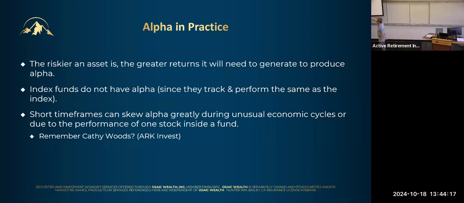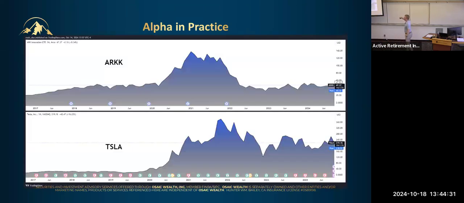So short time frames can skew alpha a lot, very greatly, during unusual economic cycles or due to the performance of one stock inside a fund. Anybody remember ARK Invest, Cathie Woods? Well, let me show you. Here is the ARK Innovation ETF, a company, ARK Invest, led by Cathie Woods. That was their main person, still is. And down here we have the Tesla individual stock. If you'll notice some slight similarities in the mountain charts here, as Tesla stock starts to ride upwards, coincidentally, ARK just happens to also fly towards the sky.